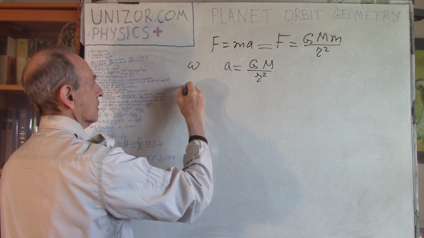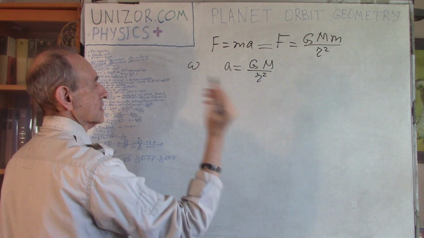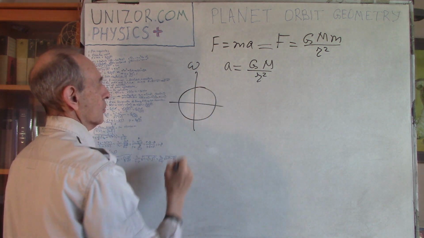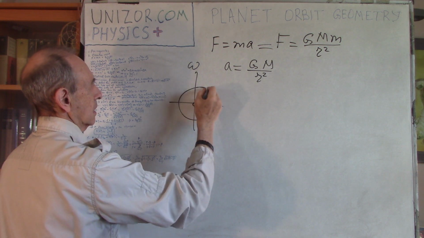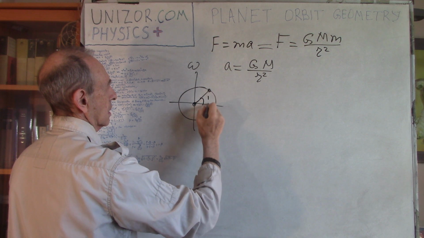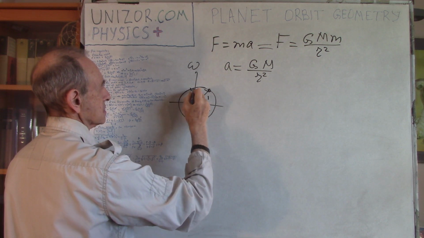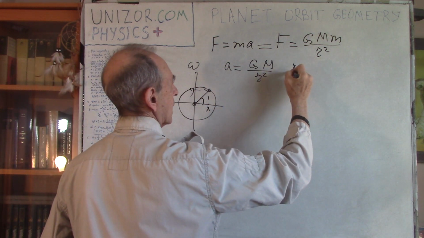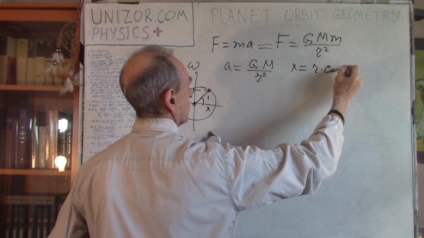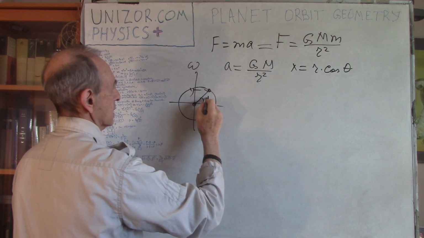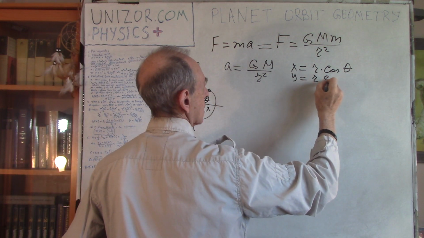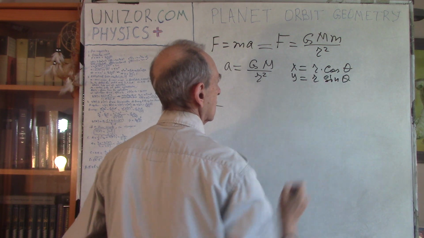All right, so let's talk about the xy coordinates of the planet. Considering we have this circular movement, from the top it looks like this. This is the sun and this is the planet. So obviously this is x, this is y. x is equal to r times cosine theta. This is angle theta. And y is equal to r sine theta.